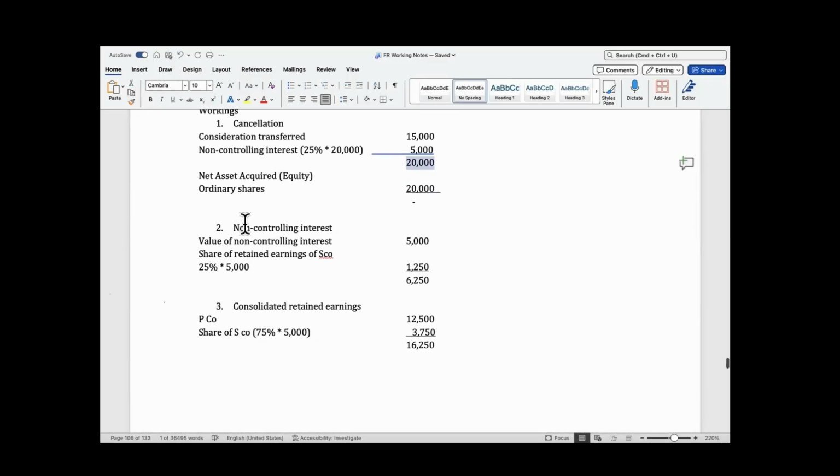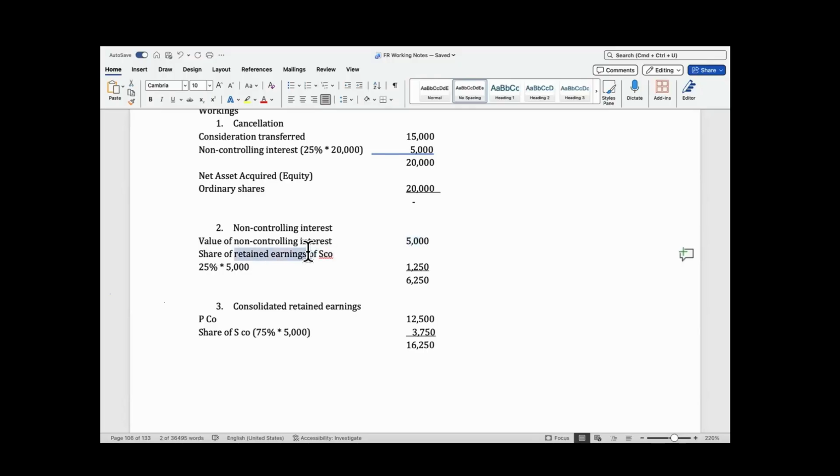So this NCI, which is the part of the share capital of the subsidiary that we did not buy, is owned by outsiders that we call NCI. We need to put it in. We want to see that. So it's 5,000.